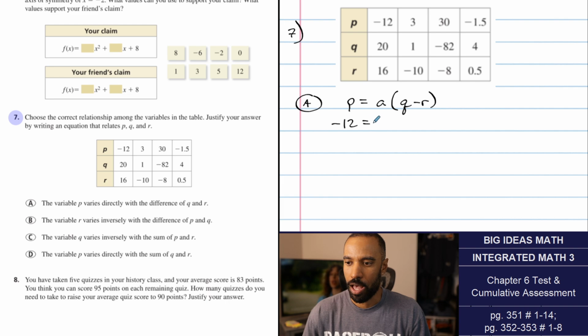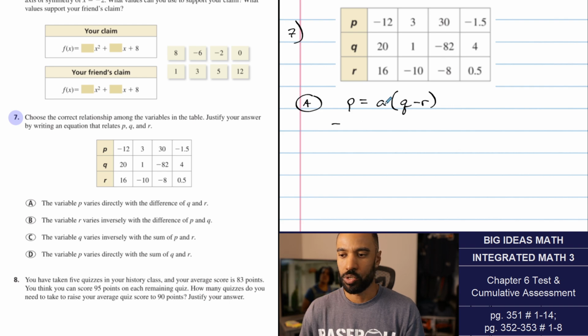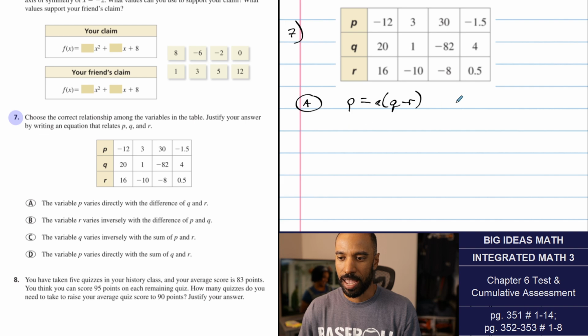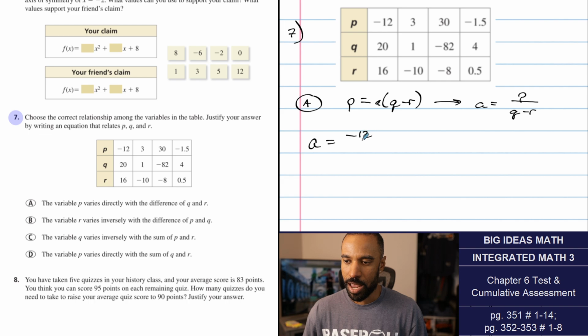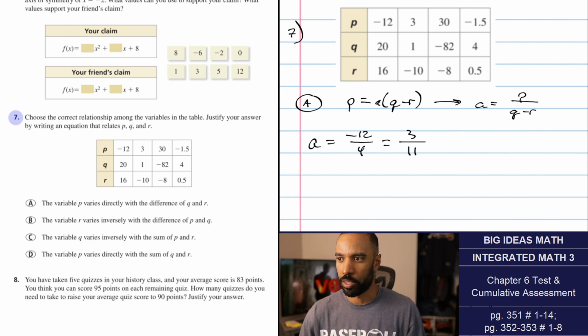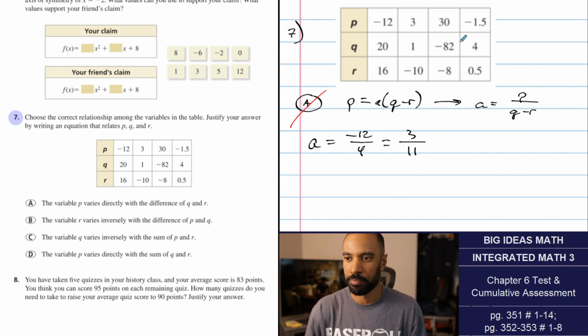Let's try -12 equals... Actually, let's get A by itself in that scenario, where we get A equals P over Q minus R. Let's see if this works on all of these here. P over Q minus R gives us -12 over Q minus R is 4. That's -3. Let's see if this works. 3 over 1 minus -10 is 1 plus 10, which is 11. That doesn't seem to work. Those aren't constant, so it doesn't look like the answer is A.